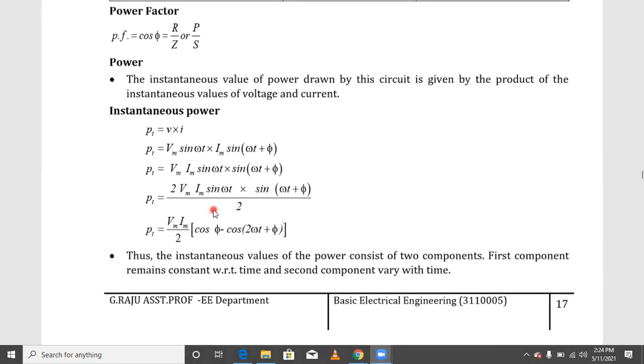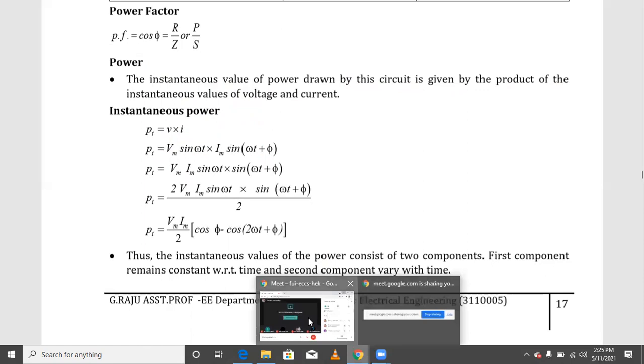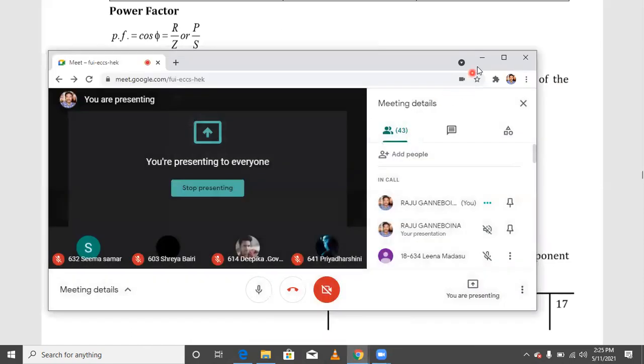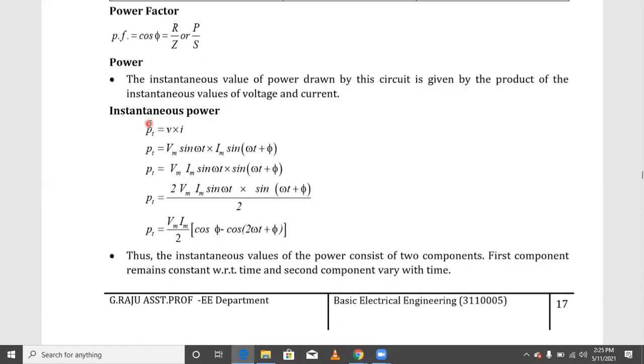Next, coming to power: the instantaneous value of power drawn by the circuit is given by the product of instantaneous voltage and current. Instantaneous power is equal to V into I, where V is equal to Vm sin ωt and I is equal to Im sin(ωt plus φ). In a series RL circuit, I is equal to Im sin(ωt minus φ). So p is equal to V into I, with V equal to Vm sin ωt and I equal to Im sin(ωt plus φ).